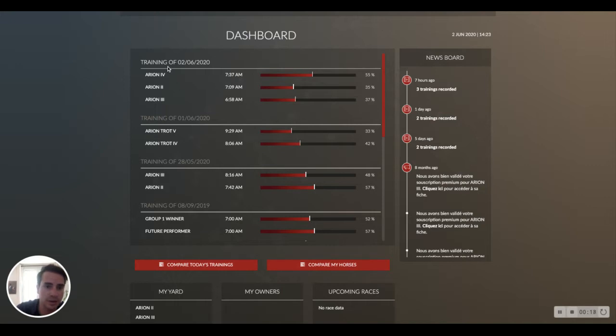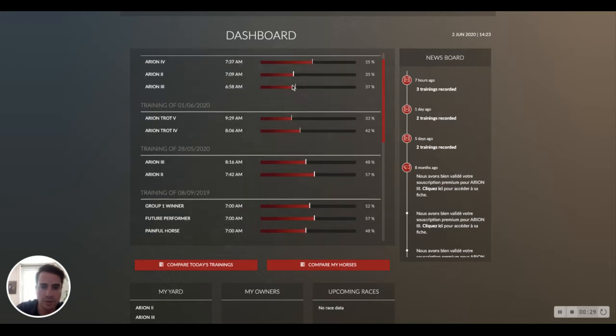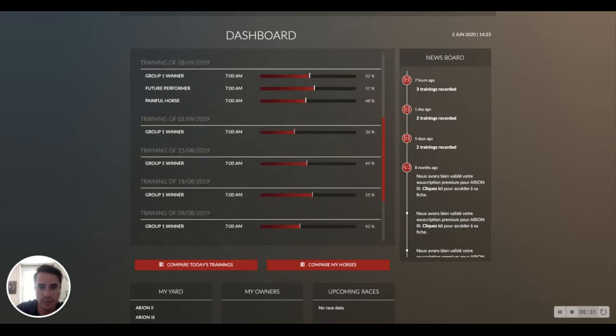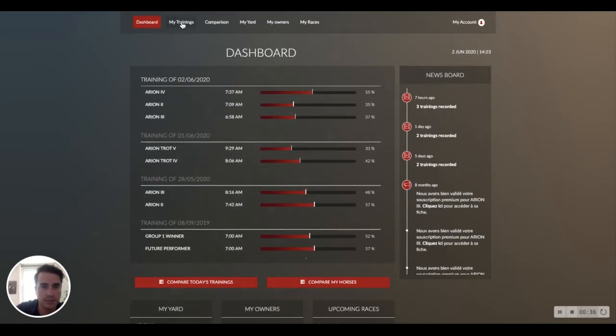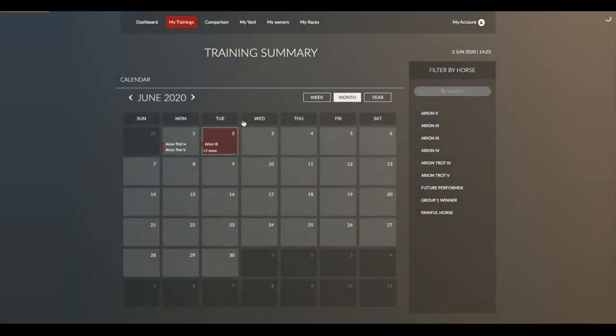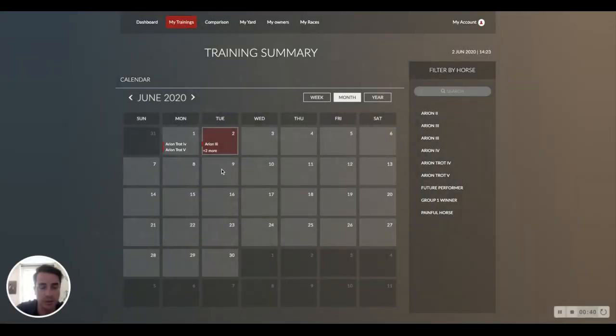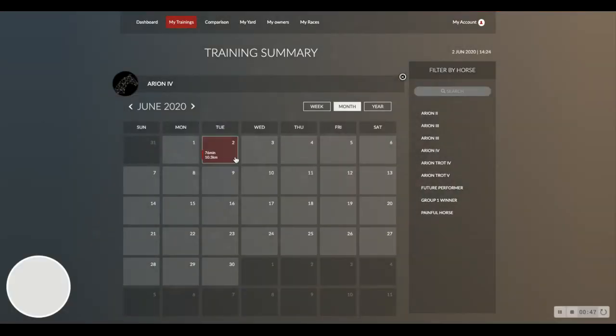So here we are in the main dashboard where you will find all the last training sessions that you have done. Here of course the names of the horses are anonymous, but in the future it will be the real name of your horse. Then here the gauge in red will be the workload of the horse, so you can find very easily what are the different intensities of the training. In the part here, My Training, you will find the calendar with all the historical training that you have done. So if you want to see only one horse, for example, you press on this and you will see all the training from this horse.